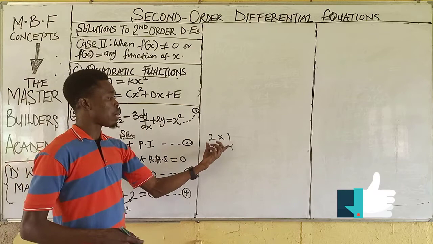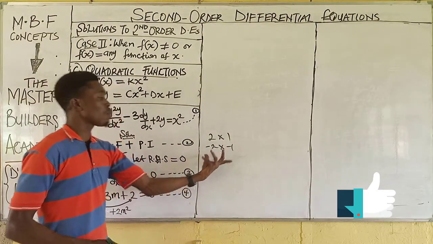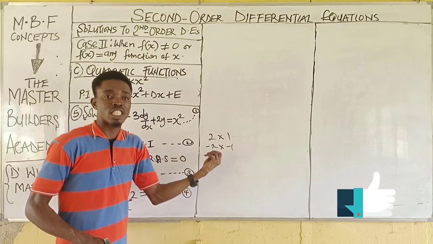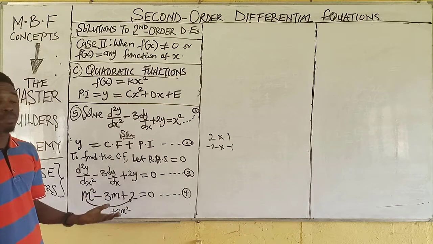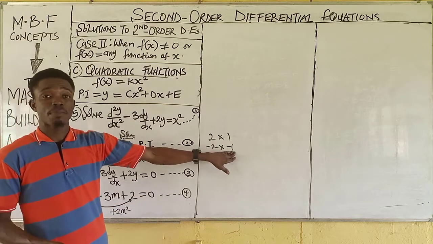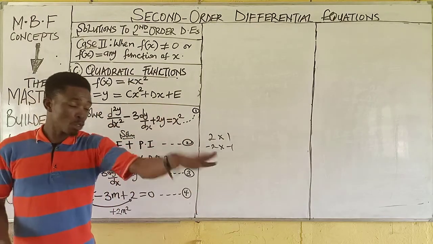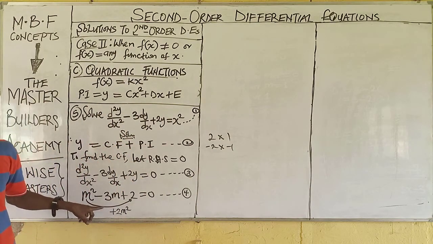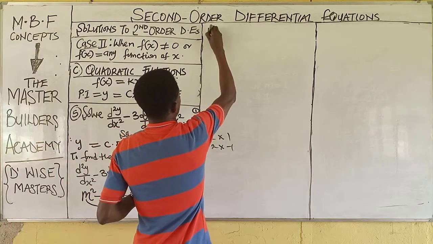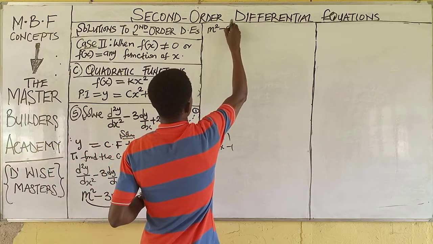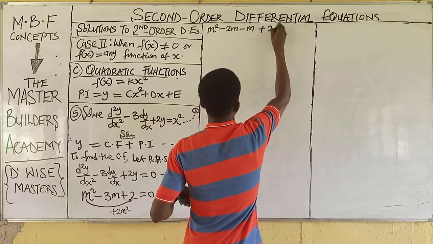Now, if this is understood, we have only two pairs of factors of 2. And among these, only one is suitable for this question. The suitable one is the one whose sum will give us the middle term. The middle term here is minus 3. So we are going to have minus 2m and minus m to replace minus 3m, which is the middle term. It's as simple as this. So we are going to have m squared minus 2m minus m plus 2 equal to 0.